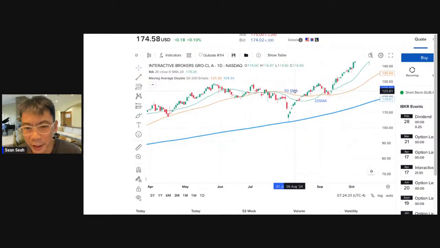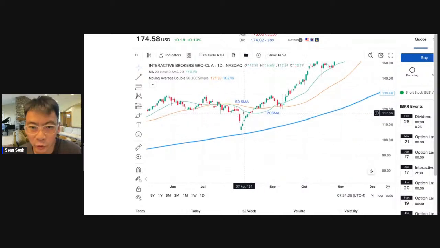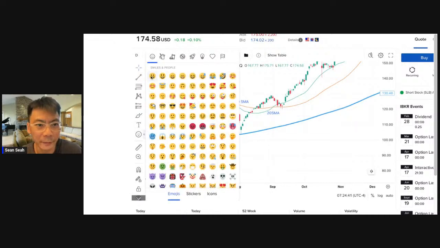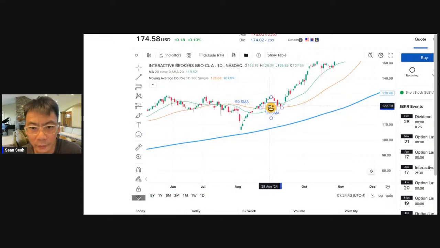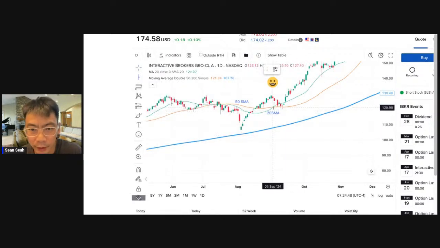So typically, another point of entry is when the 20 days again cuts above the 50 days. Right here. A smiley face. Oops, this face is a little bit big. Here. Can you see? Here it cuts above. Now, let me share with you, this is on the high side.